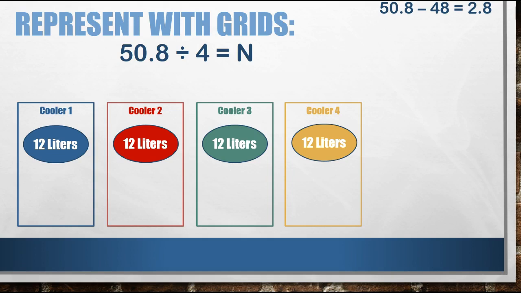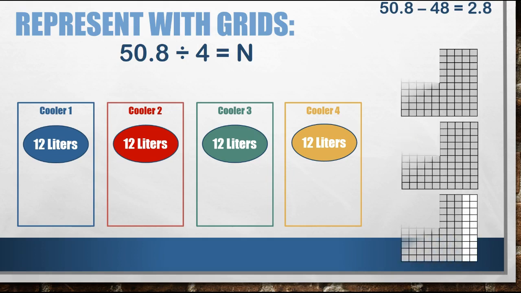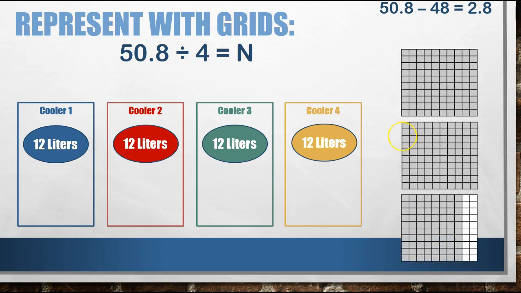Now we can use decimal grids to share the remaining punch between coolers. Since it is more than 2 but less than 3 liters left, I will use 3 grids and shade the amount that I have left to share. Since there are 4 coolers, I can give each cooler a ½ liter using the 2 full liters that are left.